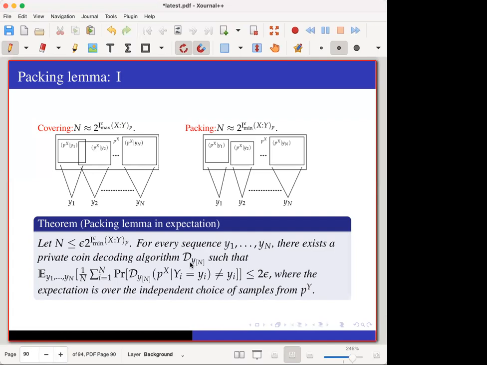The decoding algorithm exists for every sequence, but for certain sequences, it will not do well. What I'm saying is that the performance of the decoding algorithm for an average sequence is 2 epsilon. But for a bad sequence, the decoding algorithm might have failure probability 1. That's fine. But there's a decoding algorithm for every sequence. Okay, I see. So you're hiding that inside the expectation. Yes, I'm hiding it in the expectation. You'll see even in the proof, I'll get a decoding algorithm for every sequence. But when I analyze the performance of the decoding algorithm, I'll get this expectation.